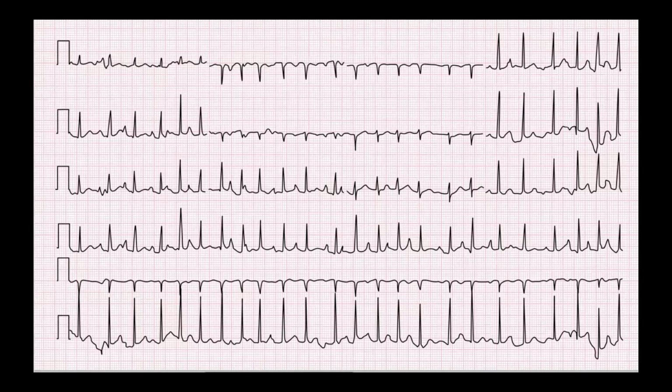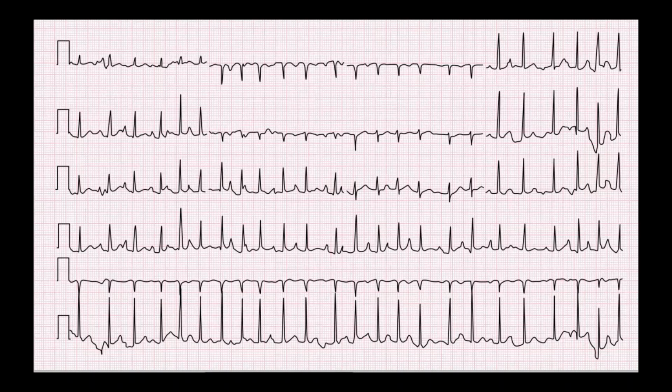Okay, this is in V1. V1, okay. In the inferior leads, here, what do you think about this? There is P wave. So there is P wave, but it is a different morphology, right? Yes, there is P wave.